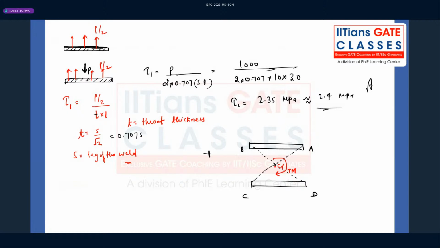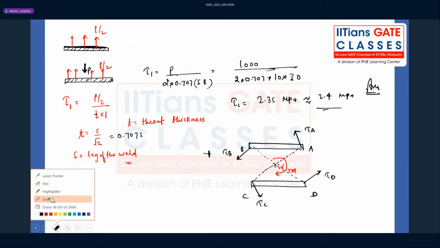See, our problem is over. We got the answer. That's it. But I'm telling you additional data or maybe additional question for this particular problem. How many types of stresses will be developed? So one will be torsional shear stress, like this. Tau A, tau B, tau C. This will be tau D.